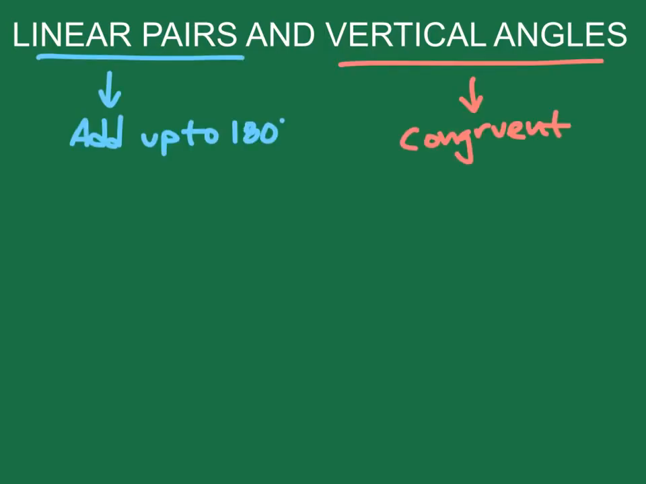The first and the most important takeaway from this is that linear pairs always add up to 180 degrees, and that vertical angles are always congruent. All right, let's first talk more about linear pairs.